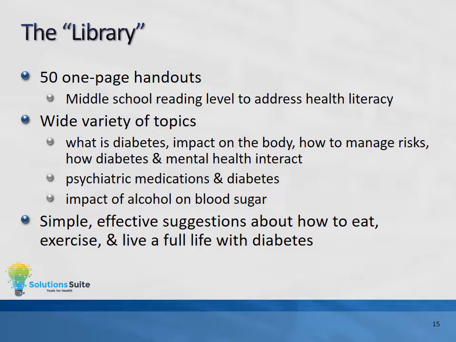Let's start with the library. It includes 50 one-page handouts that are written at a 5th grade reading level. They cover a wide variety of topics, including what diabetes is and how it affects the body, how to manage the risks of diabetes, and how diabetes and mental health interact. Some popular handouts deal with psychiatric medications and diabetes, and how mixing diabetes and alcohol can affect your blood sugar. A number of the handouts contain simple, effective suggestions about how to eat healthy, exercise, drink enough water, and live a full life with diabetes. All of the information is documented from reliable medical sources.